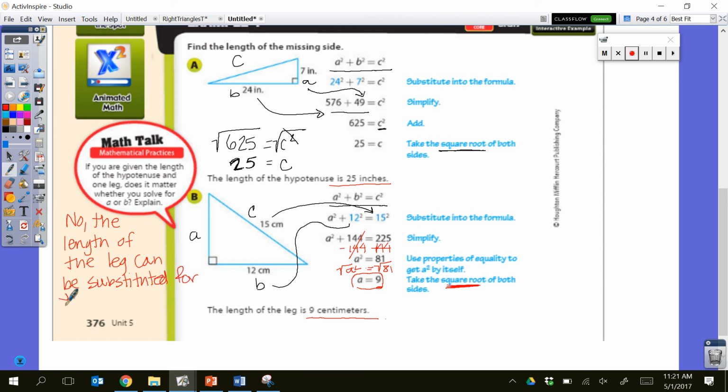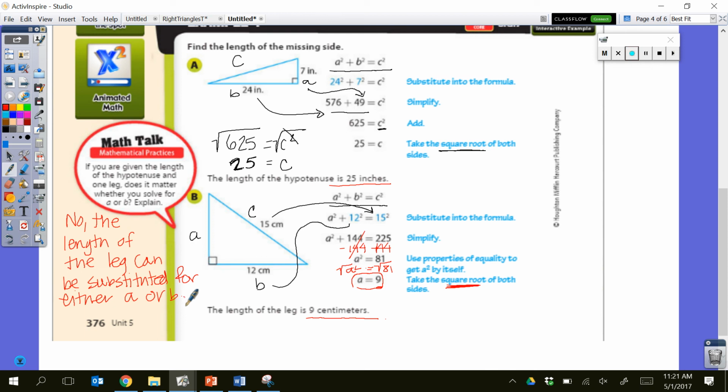For either A or B, since they both represent lengths of legs.